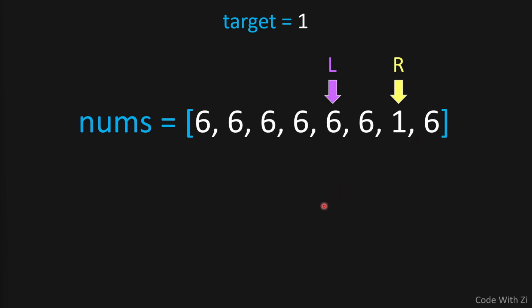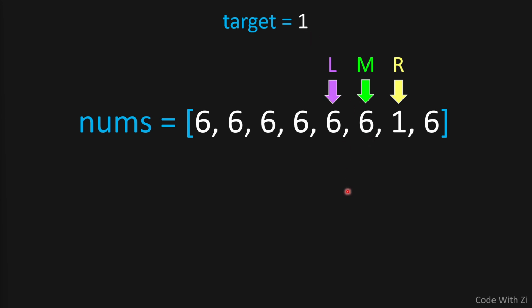Again, we're going to calculate our middle. Middle is equal to left plus right divided by 2. 4 plus 6 is 10. 10 divided by 2 gives us 5. Now middle is going to be pointing to this number here. We're going to check if 6 is equal to the target number. It's not, because the target number is 1.